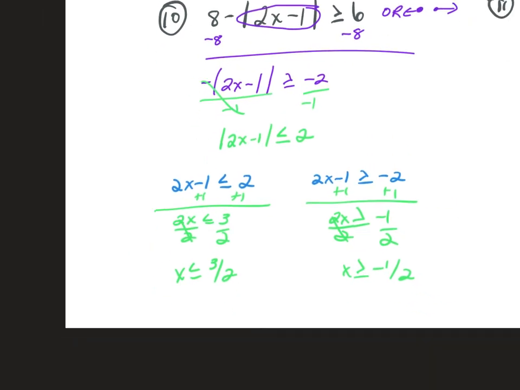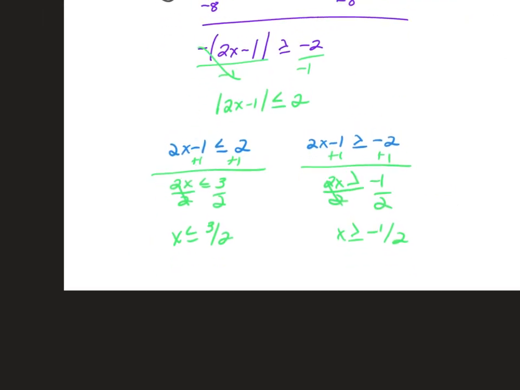This is why I tell you it's important to identify, but then just make yourself a quick little picture to make sure of what your inequalities, what you solve for, see where the solution actually lies. We have closed dots at both of these points because it's or equal to. But this inequality on the left says x is less than or equal to 3/2, right? That's this way. The inequality on the right says x is greater than or equal to negative 1/2.